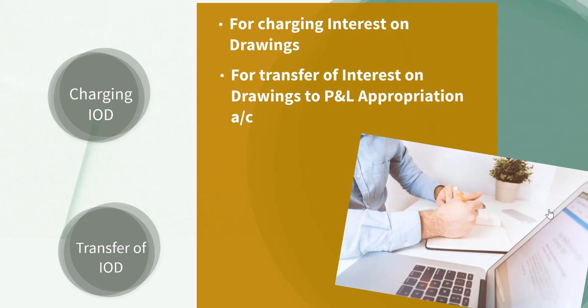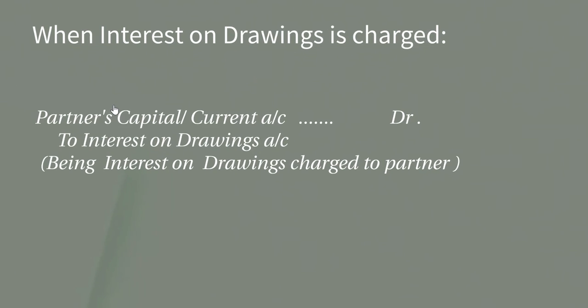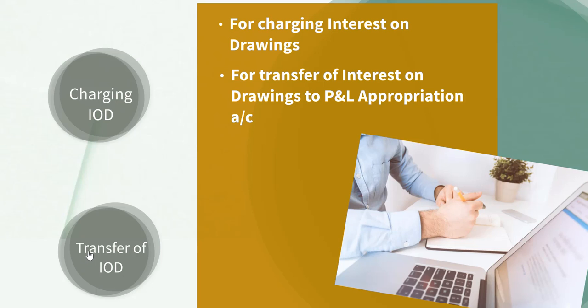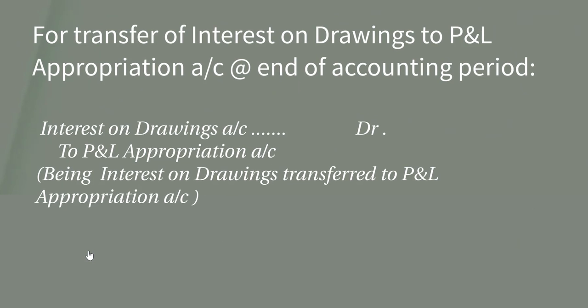Journal entries with respect to interest on drawings. The journal entry for charging interest on drawings: partner's capital or current account debit to interest on drawings account. Interest on drawings being an income is transferred to the credit of the profit and loss appropriation account at the end of the accounting period by passing the entry: interest on drawings account debit to profit and loss appropriation account.